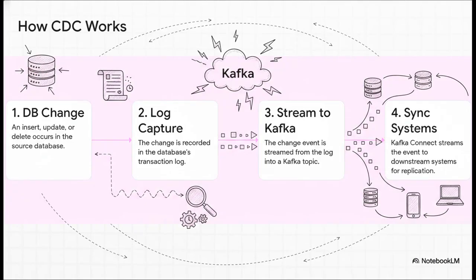Well, one of the best answers is a pattern called change data capture, or CDC, with Kafka right at the center, acting as the universal hub. And it's a beautifully simple flow. A change happens in your main database, an insert, an update, a delete. That change gets recorded in the database's log, and then it's streamed as an event into a Kafka topic. From there, a tool called Kafka Connect can deliver that change to any number of other systems, making sure everything stays perfectly in sync in almost perfect real time.